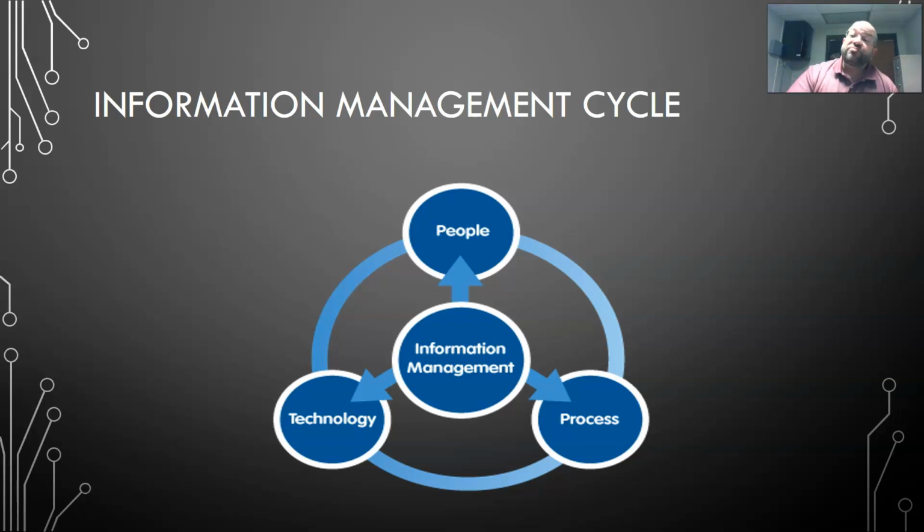So information management controls three key entities. They control people, they control the process, they control technology. Let me repeat that. They control people as far as what people can access. They control the process, how people access the information, and they control the technology. In other words, which technology can people use to access information, and what's the process that follows. It's the information management cycle.